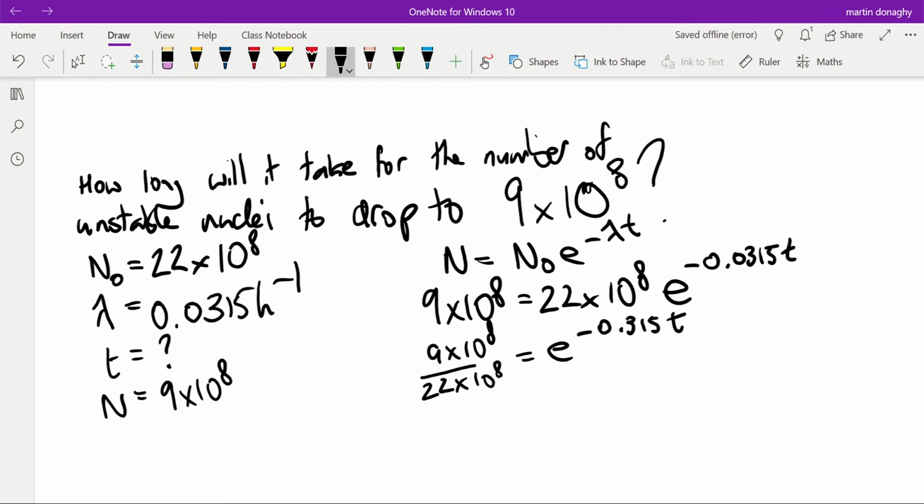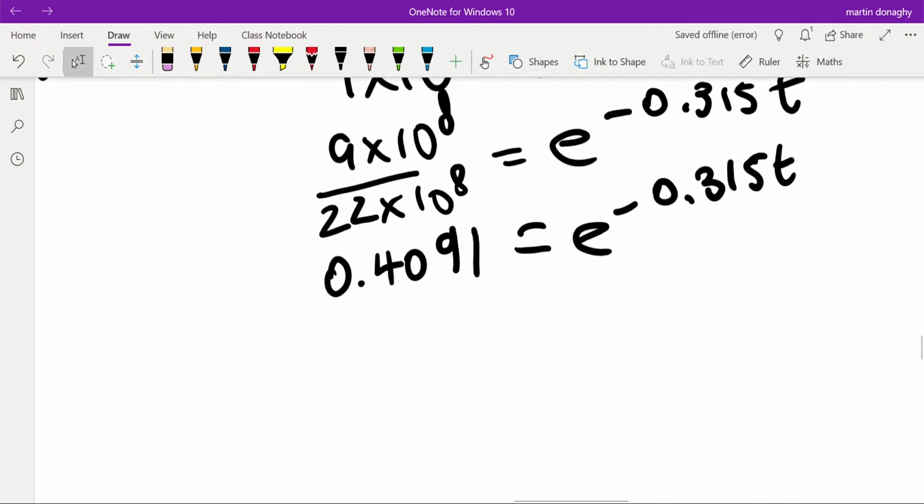And if we type that into our calculator, that gives us 0.409, let's call it, is equal to e to the minus 0.315t. And you will in questions quite often get to this stage here.